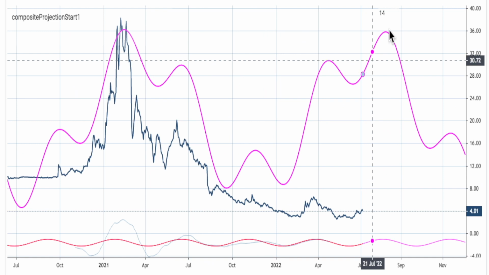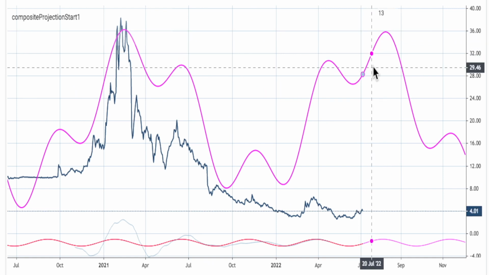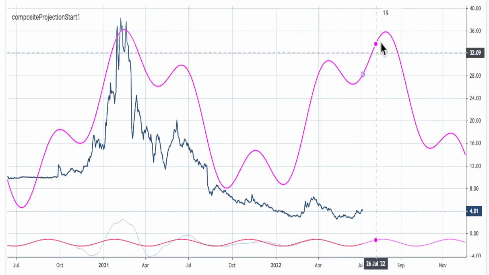But so far, the cycles look good. Are they going to play out? We don't know, but the probability is that it may not. But this is what the cycles are saying.